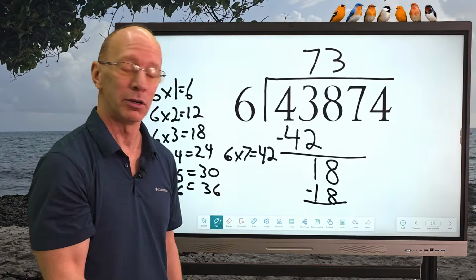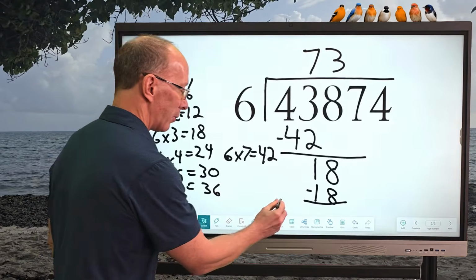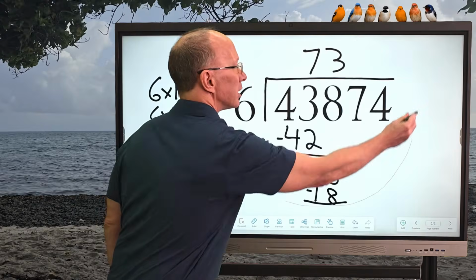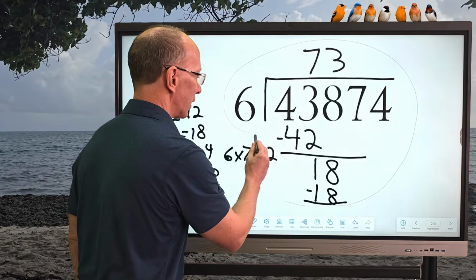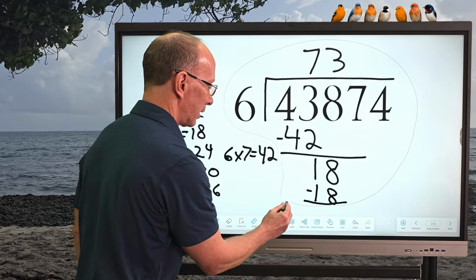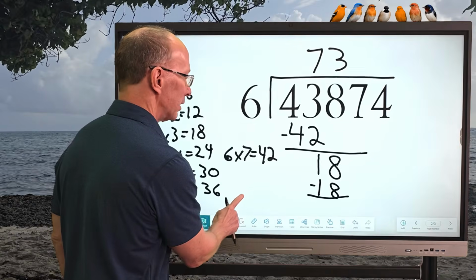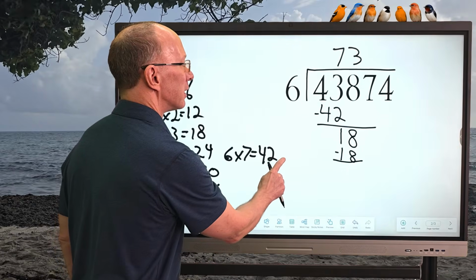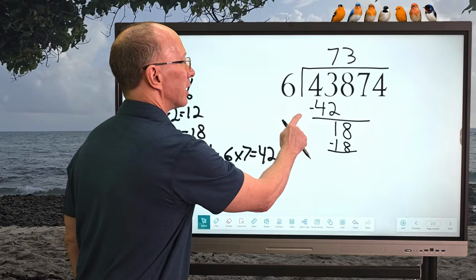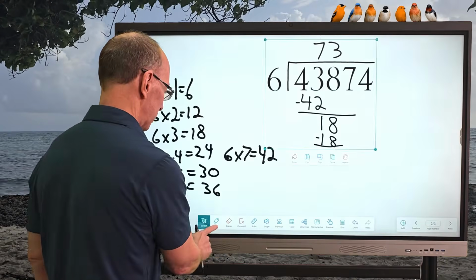And I'm running out of room on the board. Don't worry, I got one of those whiteboards that I can move things around. I just need to select it. And let's go ahead and make this a little bit smaller right there. Yeah, I think that'll be a good one to start with here.